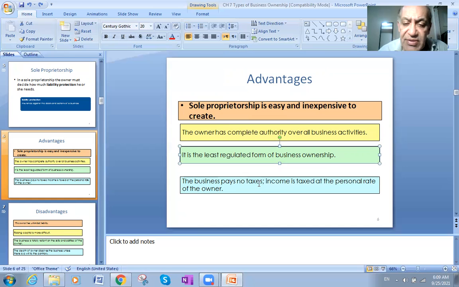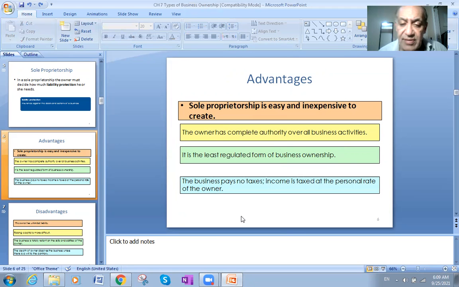The business pays no taxes. Look at this. The business pays no taxes. Income is taxed at the personal rate. So when you do business here, you will pay taxes based on your own personal rate, but not for the business, not tax of the business. The personal rate of the owner. Okay.